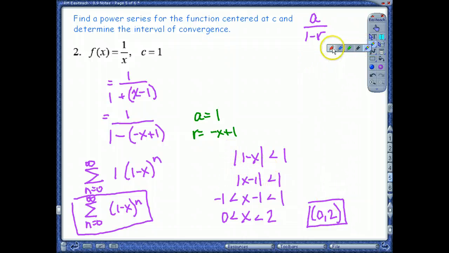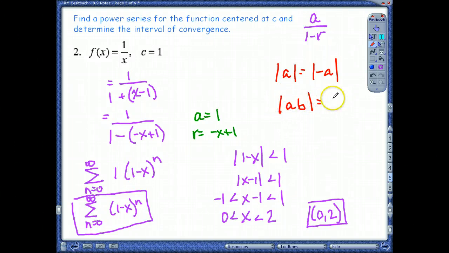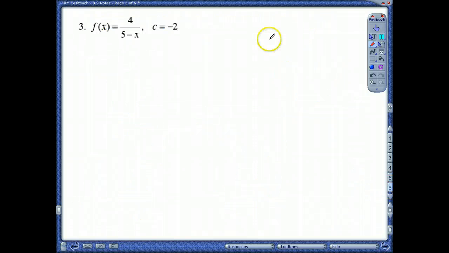Okay, so remember you've got your a is equal to the opposite of a. And remember if you have a number, you can split that apart. So a little bit of property review. Woohoo! All right, so let's do another one.